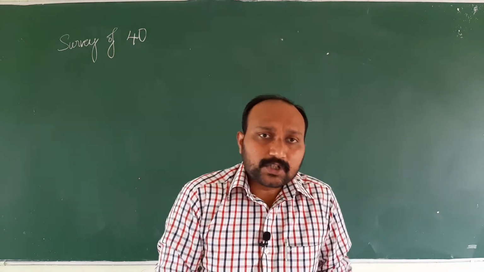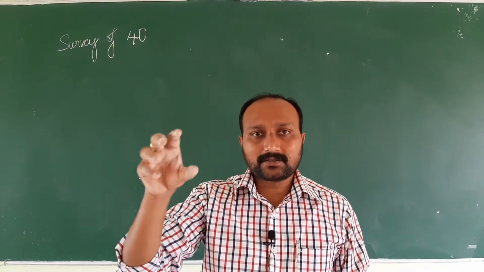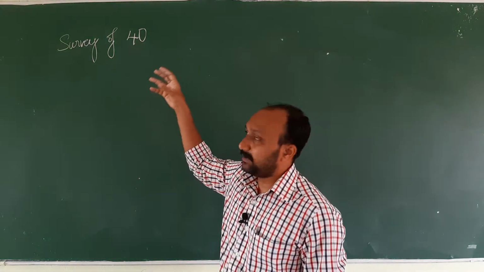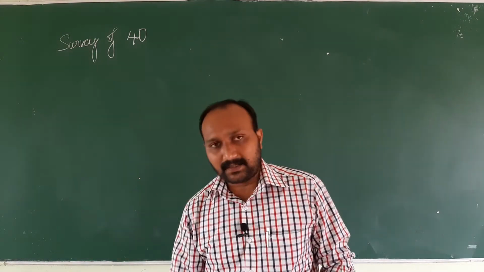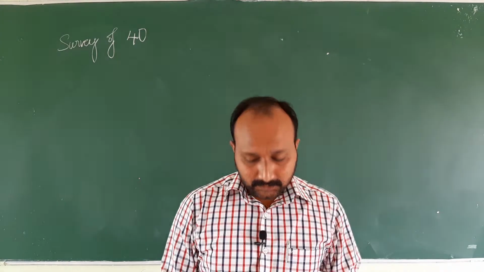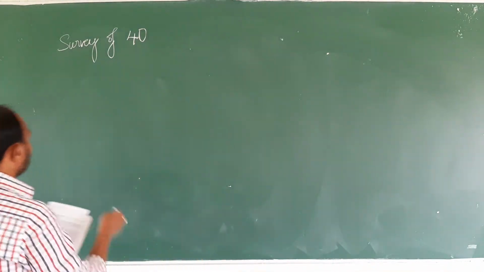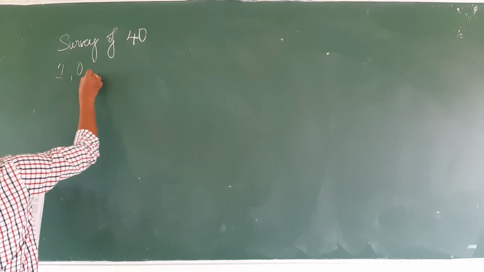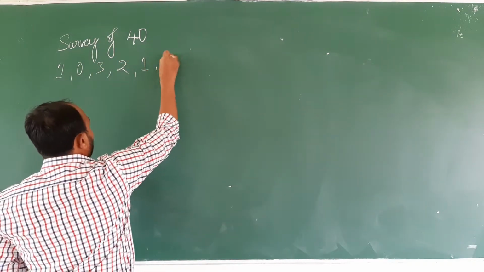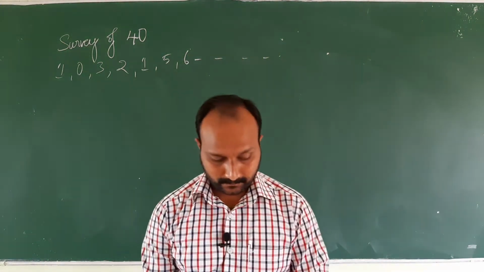If there are no children, then I will be recording 0. If there is 1 child, then I will be recording 1 or 3 or 4, like that. So, I will be conducting a survey on 40 families and collecting the data per family. The data are like this: 1, 0, 3, 2, 1, 5, 6, it goes on. There are 40 values.